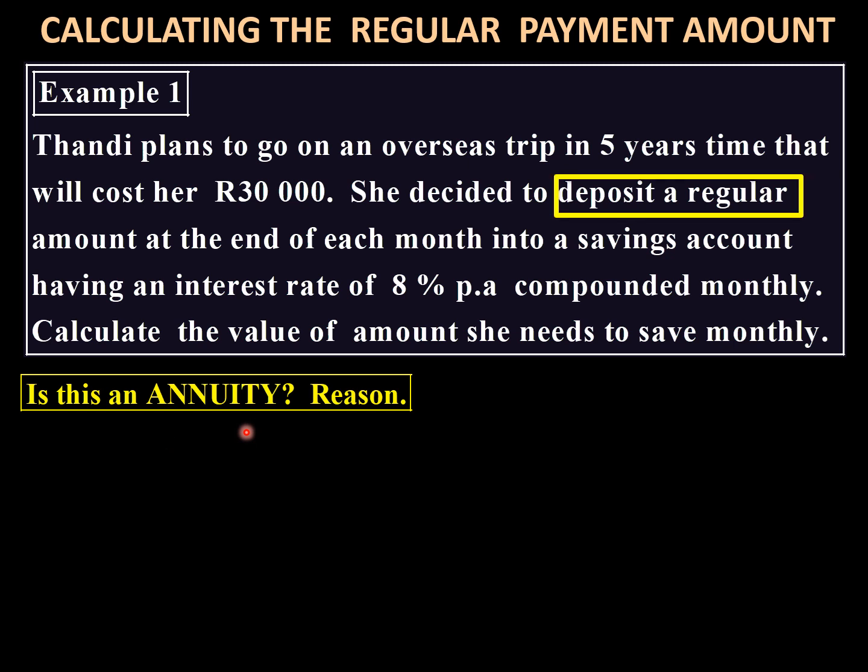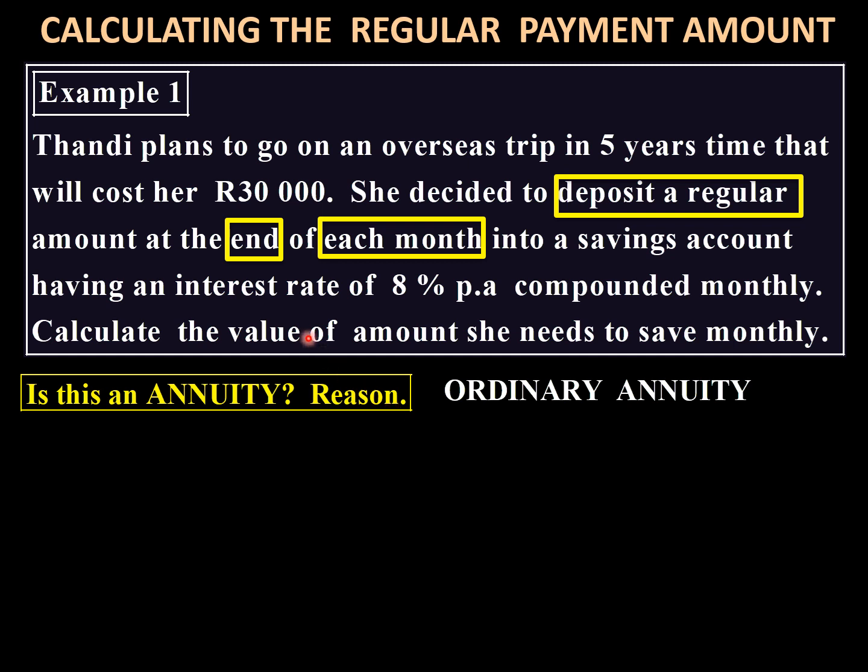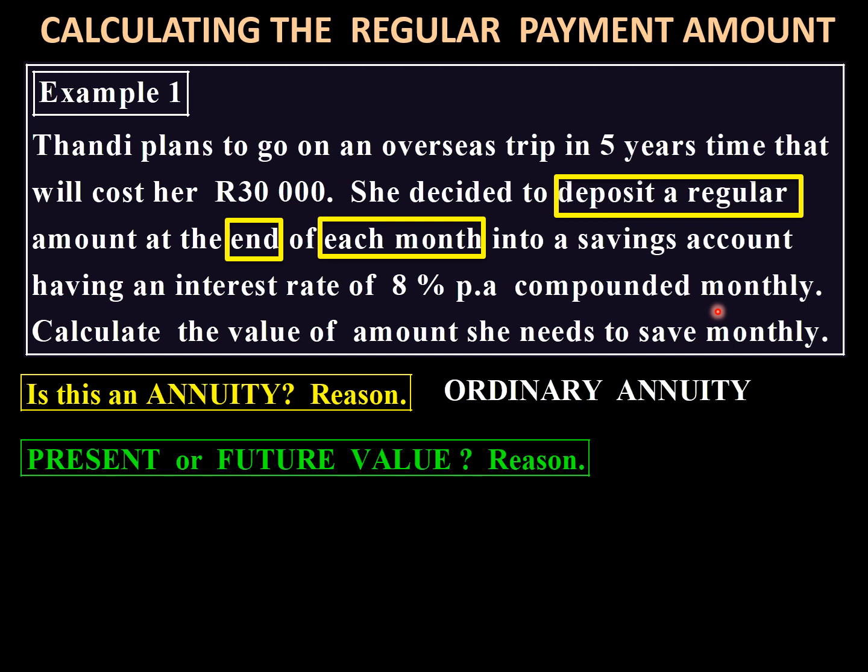Deposit a regular amount at the end of each month, right? So this is definitely an annuity. It's an ordinary annuity, end of each month. And it also said it's compounded monthly. So it's definitely an ordinary annuity.